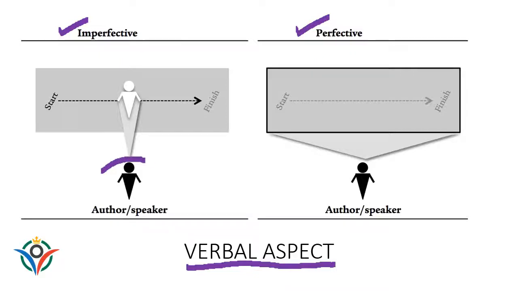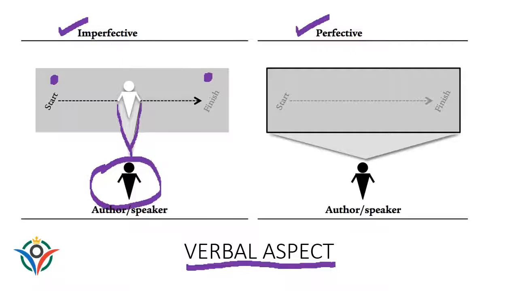So let's say that the author or speaker is involved in the action of jumping, and he says something like, I am jumping, or I was jumping. So what is his perspective or viewpoint when he says that? Well, he's focusing on the action as it is in process, as it is ongoing, describing how it's happening. So he's not focused on the beginning or the end of the action. This is the essence of what we call the imperfective verbal aspect.